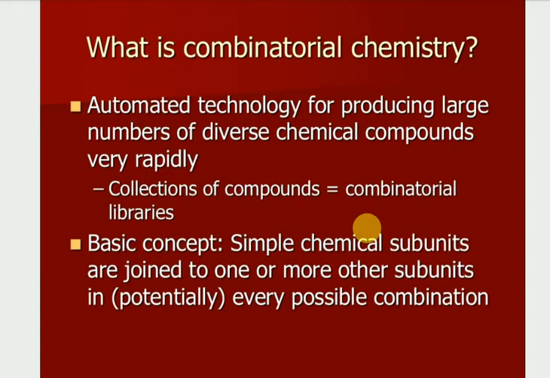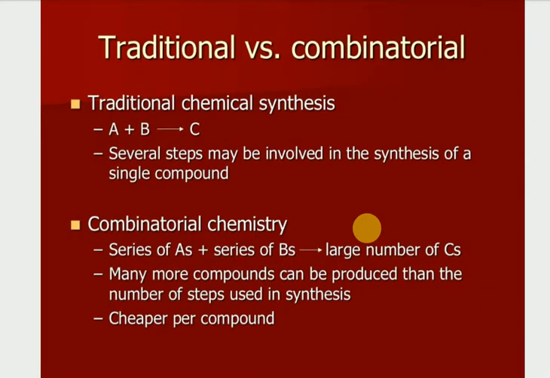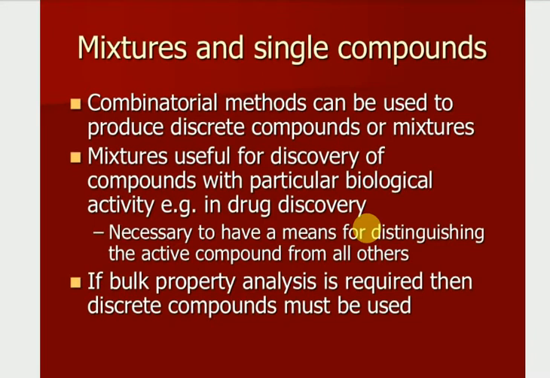So combinatorial chemistry is an automated technology for producing large numbers of diverse chemical compounds rapidly. These collections of compounds are called combinatorial libraries. The basic concept, as I've said, is that simple chemical subunits are joined together to other chemical subunits in potentially every possible combination, and I've already talked about that. One big advantage of combinatorial chemistry is you can make a very large number of compounds. Another advantage is it will be typically cheaper per compound.